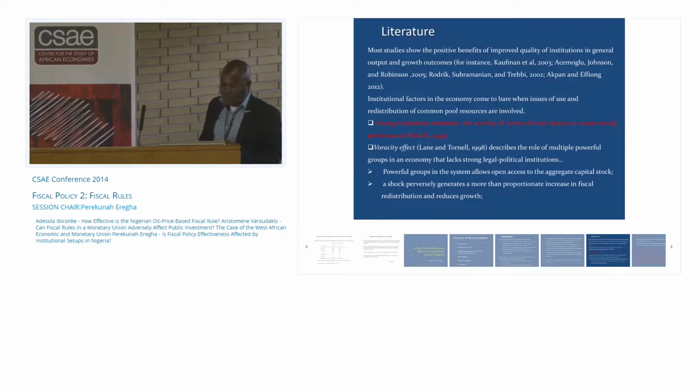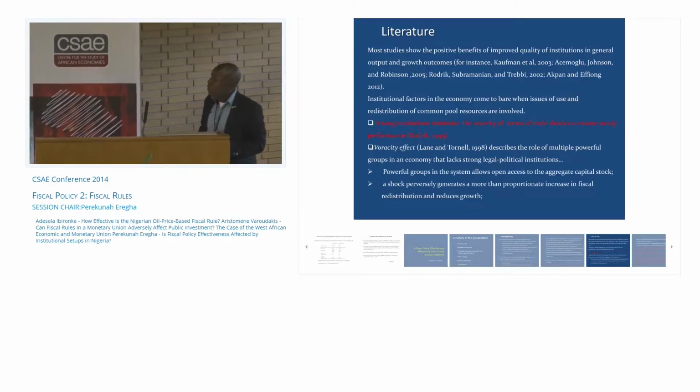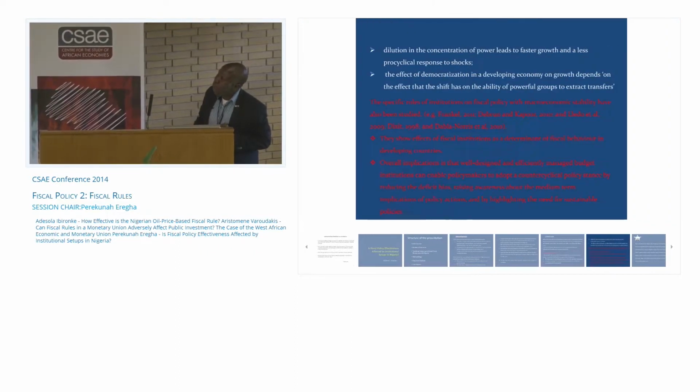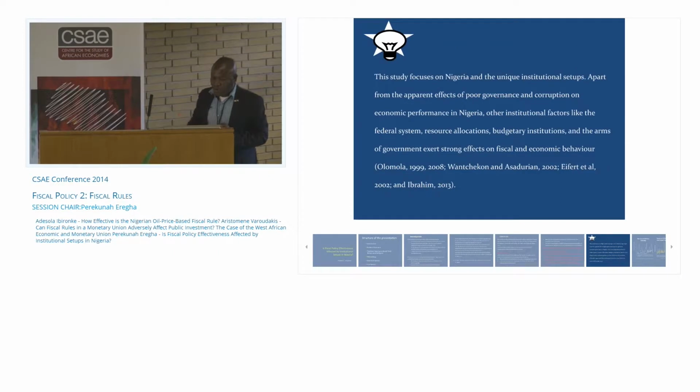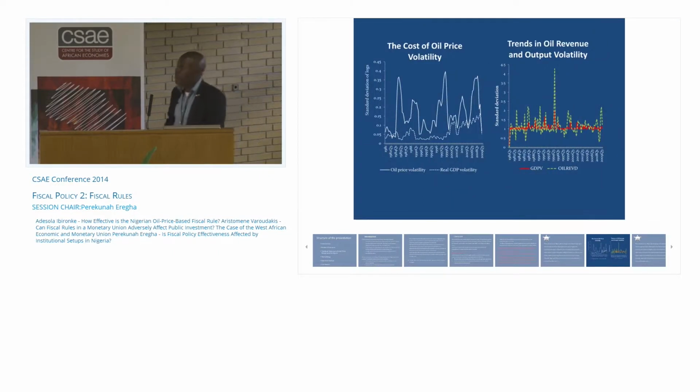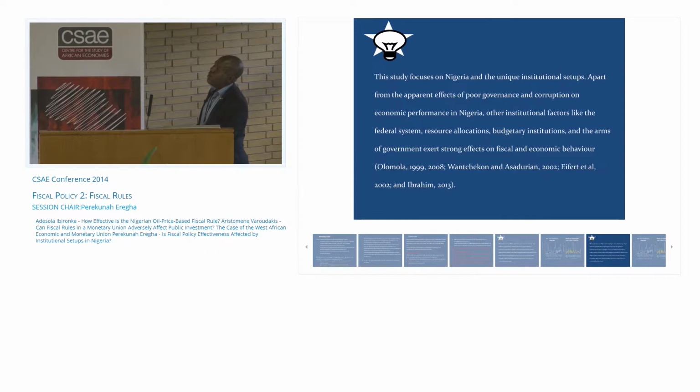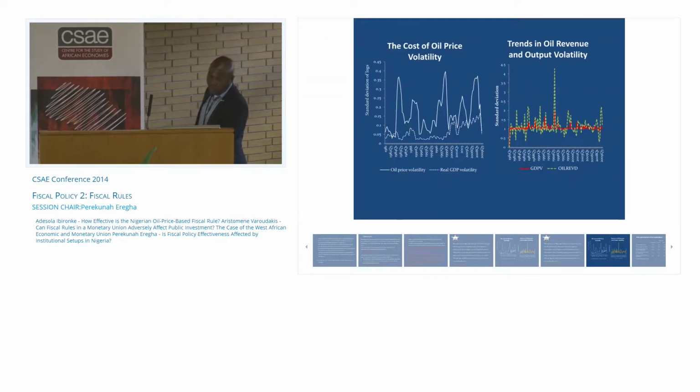These studies he reviewed point to the fact that the role of institutions of fiscal policy in terms of macroeconomic stability is germane. And on this note, he went to the second section of the paper and looked at stylized facts. The first graph has to do with oil price volatility and real GDP volatility. From that graph, we can see that oil price has been volatile, and even real GDP is shown to be volatile, probably coming from the oil price volatility.